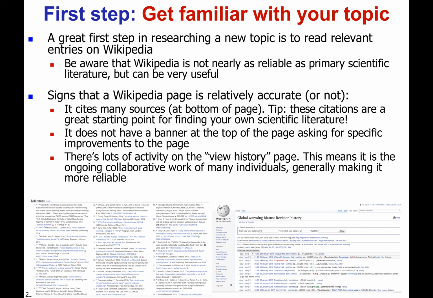And those individuals hold each other accountable. If somebody says something that's not true or cannot provide a citation to support it, then others will pick up on that and take it out. That's how you can judge that a page is reliable. For instance, I have an example here on the global warming hiatus, which is something I've lectured on in the past. That's a page that has lots of citations and is relatively reliable. So it can be a very good starting point.